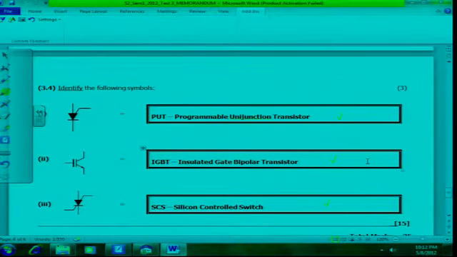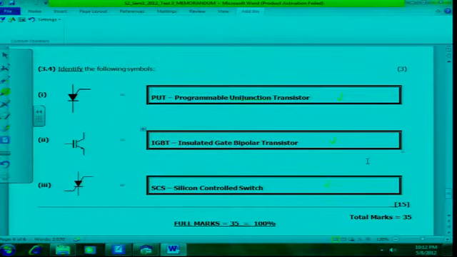So that question was 15 marks all in all, total of 35. If you got 35, then of course you got 100%. All right, that concludes test number 3.